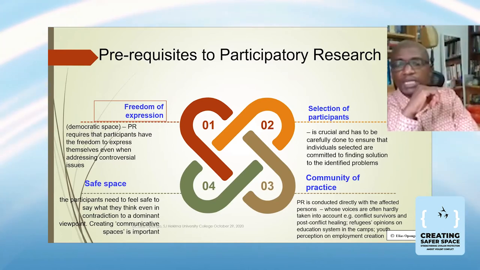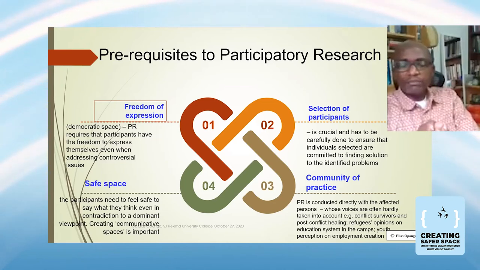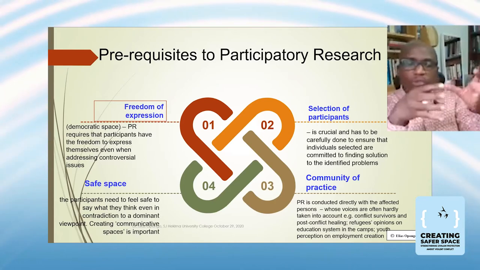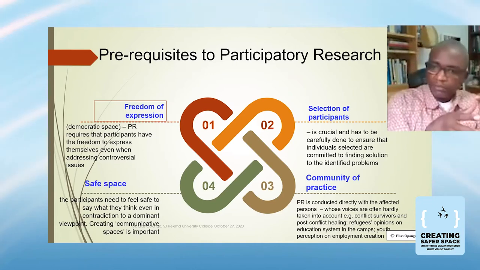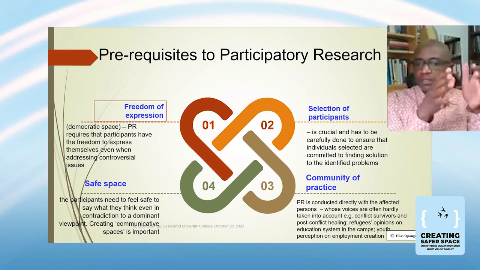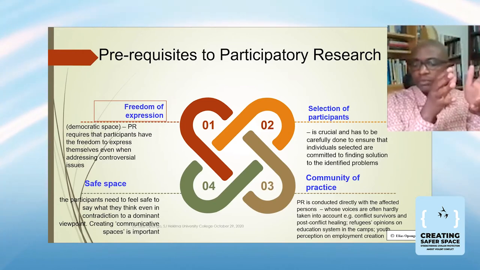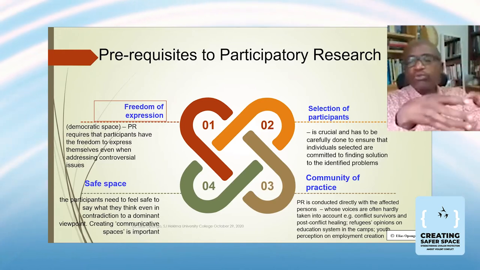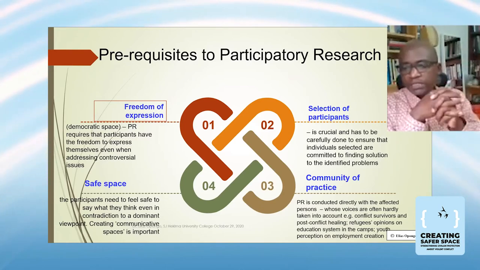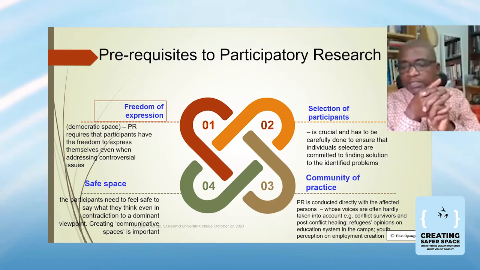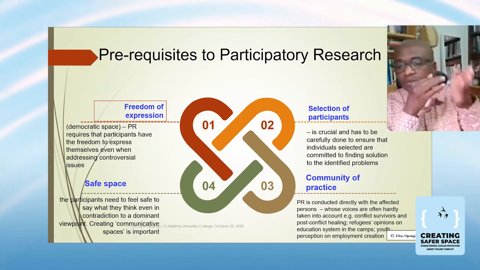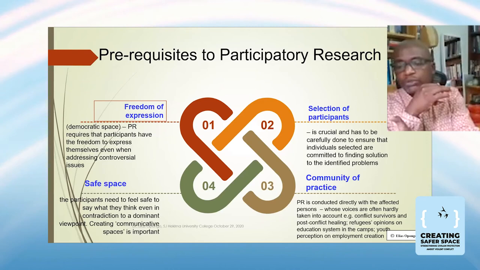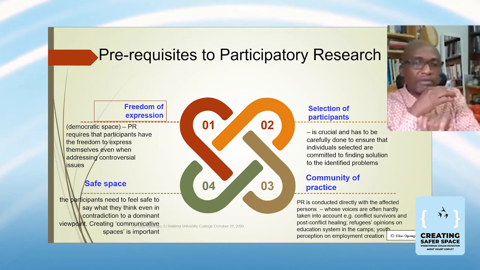Number three is community of practice. This is also a technical term that we use in participatory research. What we mean here is that we look at those who are affected by that particular reality, for example, conflict survivors, post-conflict healing strategies, refugee opinions on the education system in the camps, youth perception. We look at who are the people that we need to bring together for this community of practice, meaning those who participated not only in the research, but who are now also willing to take it to the practice level. Remember what I said earlier on, that this process is both scientific and also relies on the practice for social change.